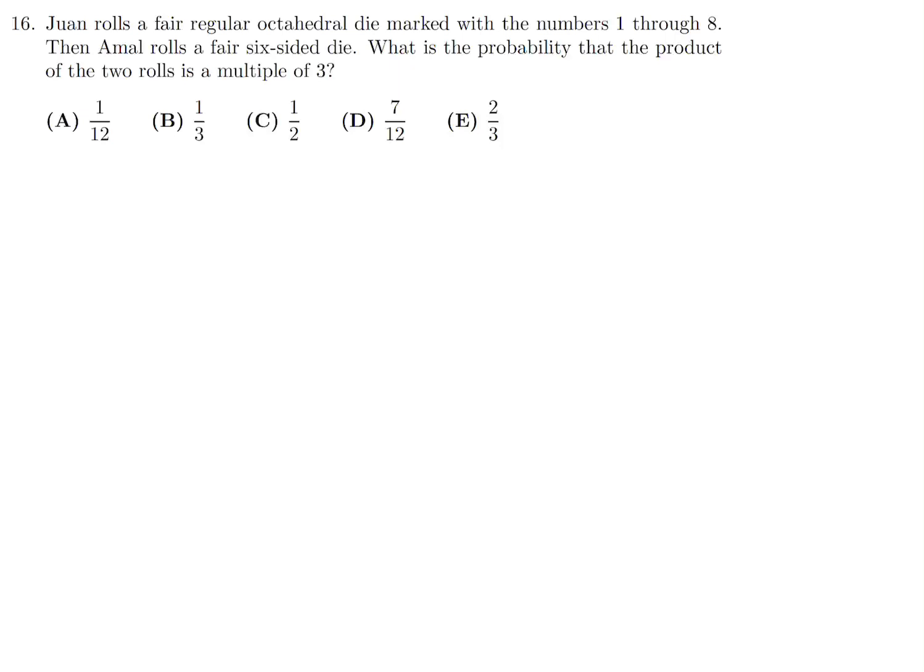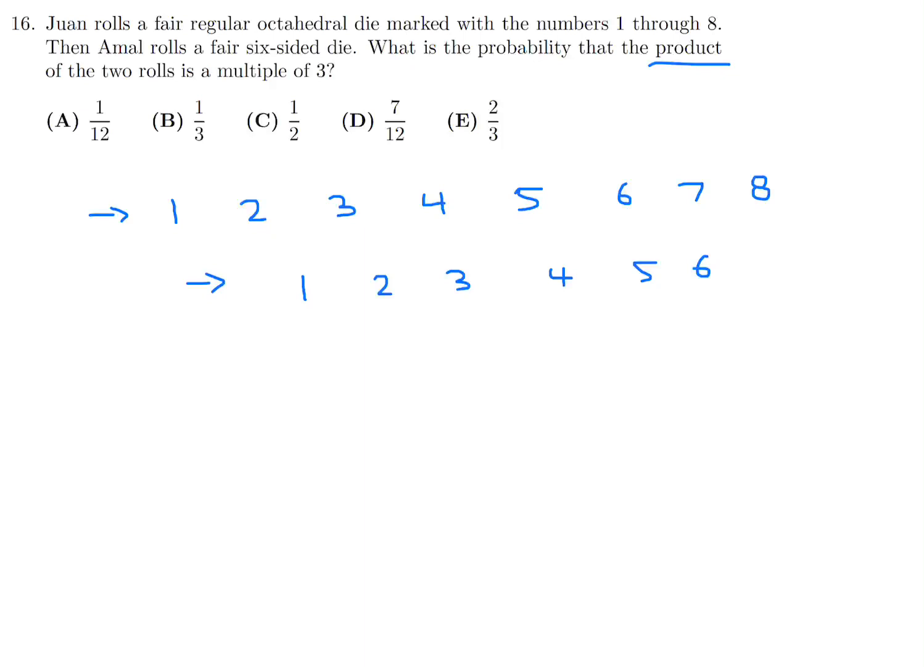So Juan has a die and it's got the following numbers, right? 1, 2, 3, 4, 5, 6, 7, 8. And then Amal has a regular die that has 1, 2, 3, 4, 5, 6 on it. And then when each of them rolls a die, you take the number that Juan gets and the number that Amal gets, and you multiply them, the product, and we want to get that product as a multiple of 3.